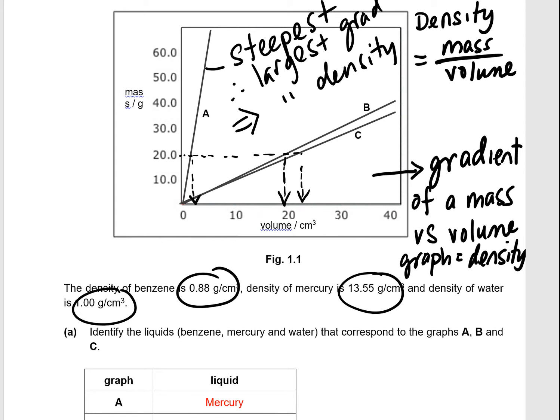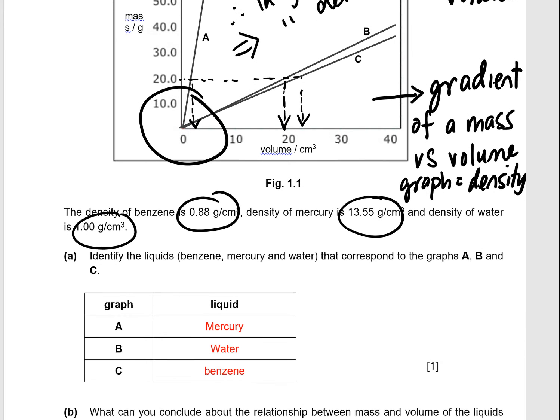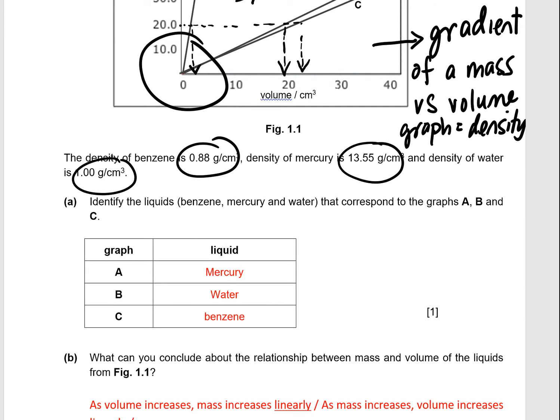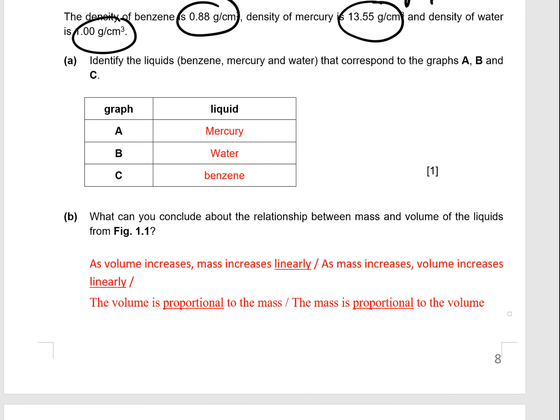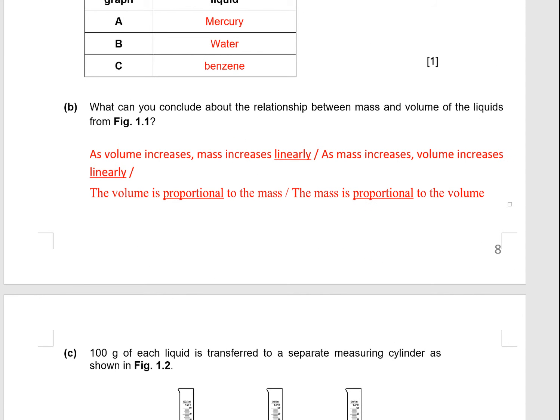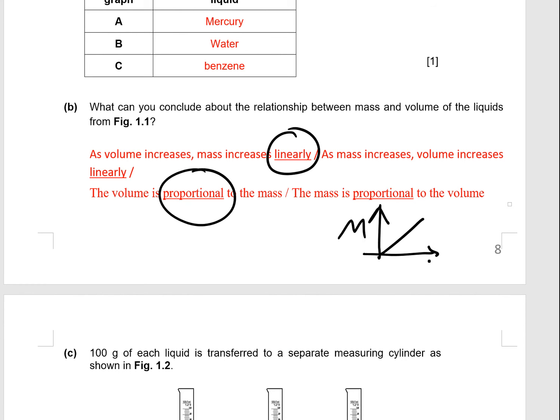And if you look carefully, you will also notice that this graph passes through the 0, 0, the origin. And you would have learned in class that if the graph passes through origin, then you can say that the x and y values are proportional. So you can say that as volume increases, the mass increases linearly. It's important to have this word because it is a straight line graph. Or you can use, in this case, the word proportional, because the graph of mass and volume passes through the origin and it's a straight line.